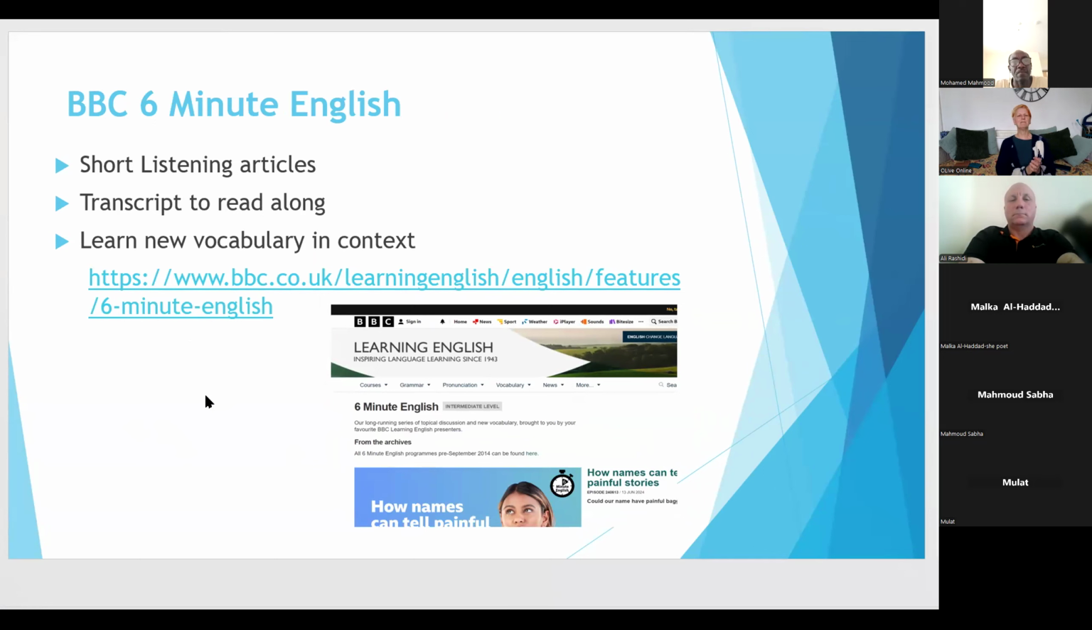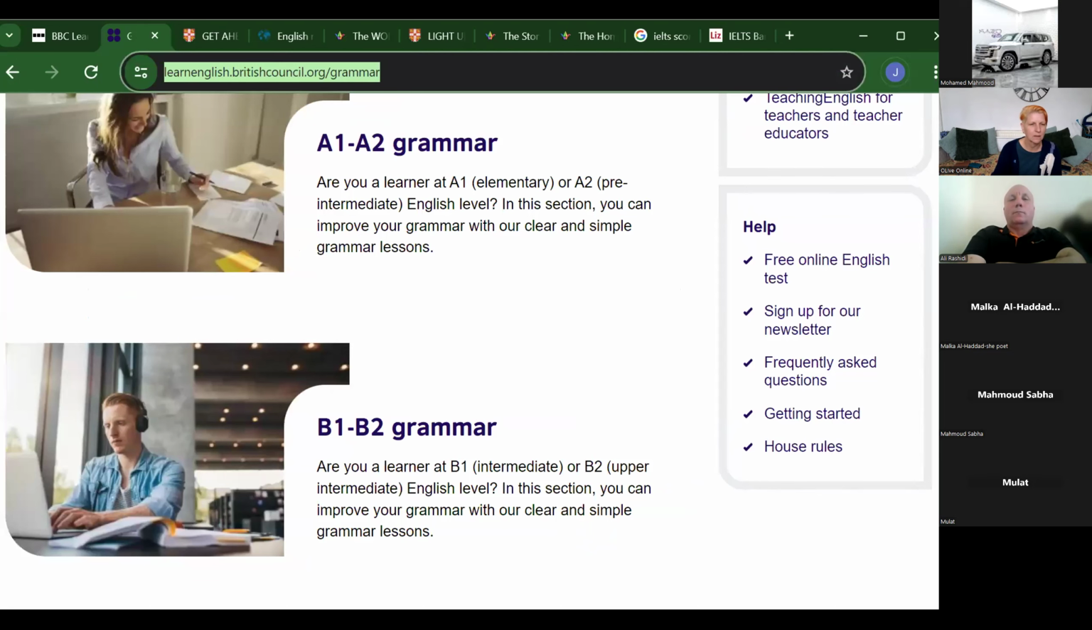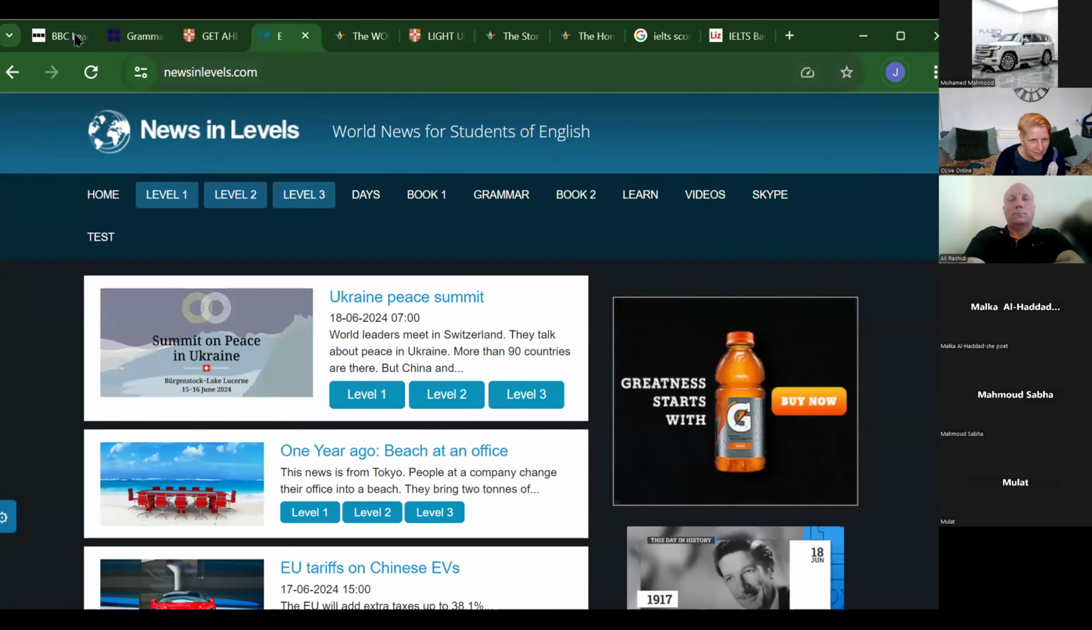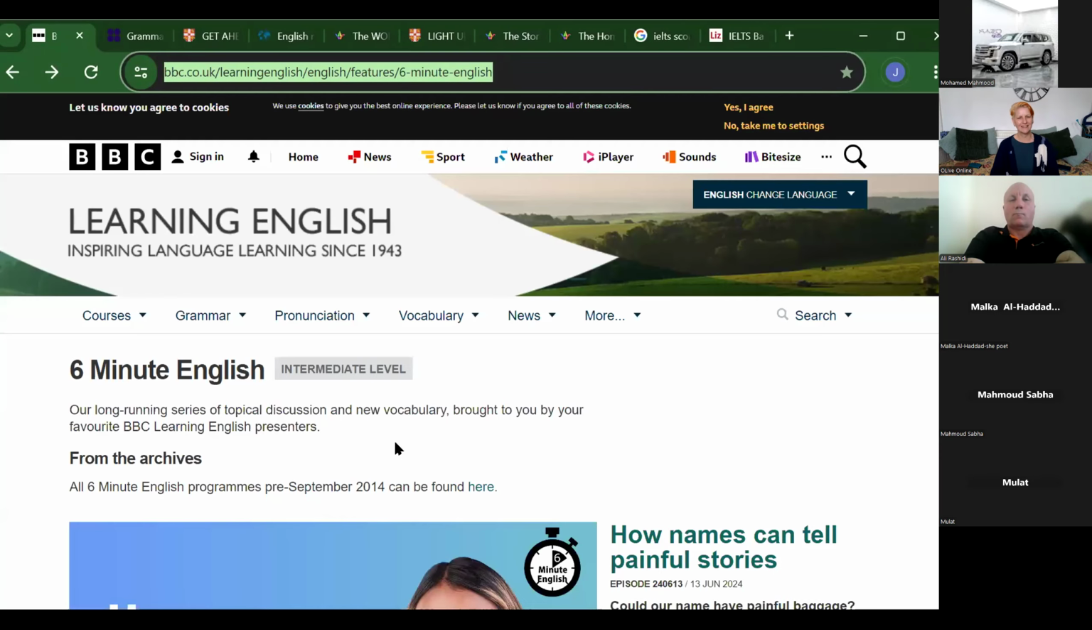Right, now we get to the meaty parts. 6-minute English, one of my absolute favorite ways of learning new vocabulary in context. So, loads of articles to listen to with a transcript to read along. Let's take a look at that one too. So, oh, no, wrong one. No, I've messed up. There we go. BBC Learn English. There we go. 6-minute English.